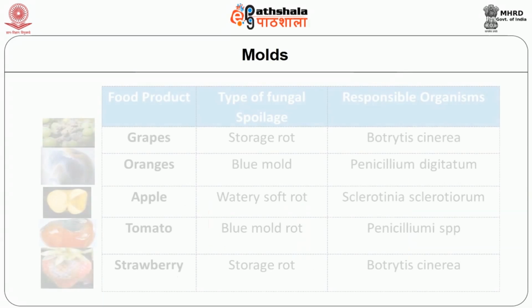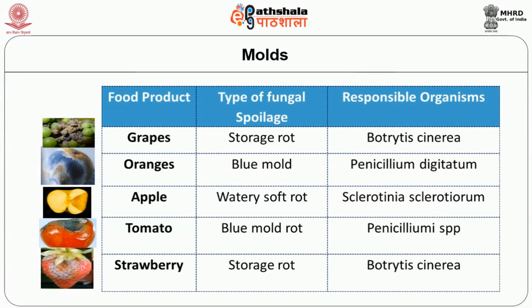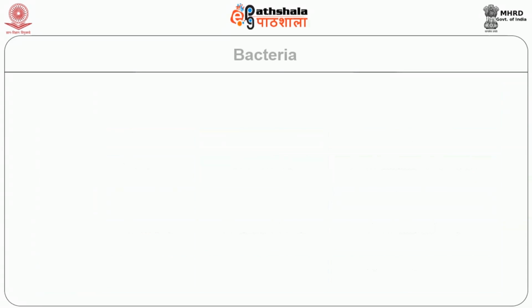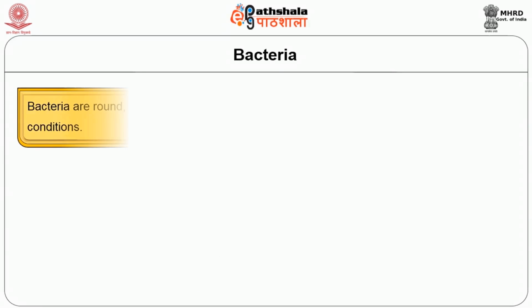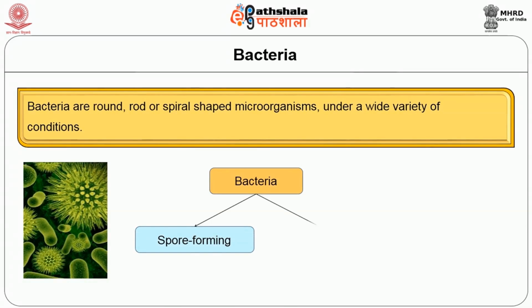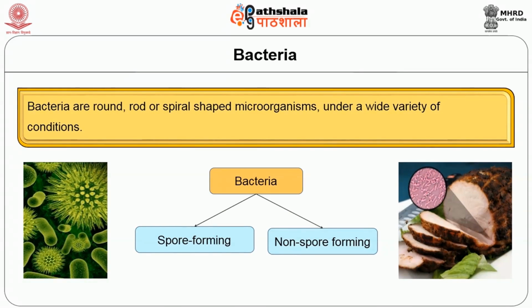and molds. Here you can view some of the fungal spoilage in fruits with the responsible organisms given in the table. The third spoilage causing microorganism is bacteria. Bacteria are round, rod and spiral shaped microorganisms found under a wide variety of conditions. Spoilage causing bacteria can be divided into spore forming and non-spore forming. Harmful disease causing bacteria are called pathogenic bacteria. They are the germs that cause food poisoning.